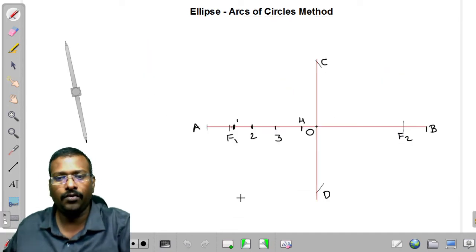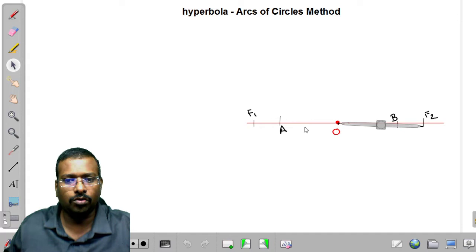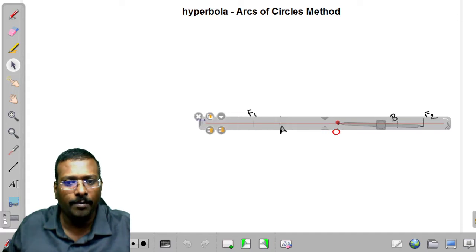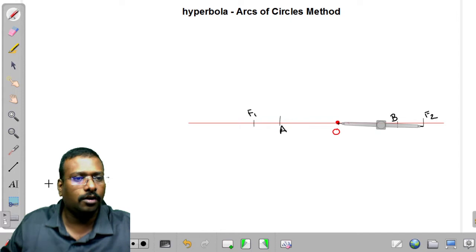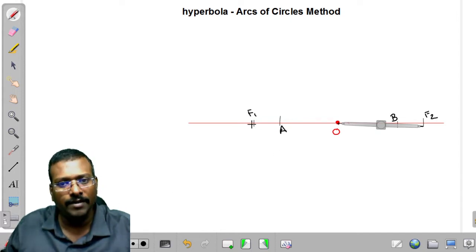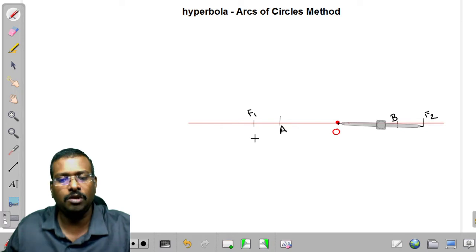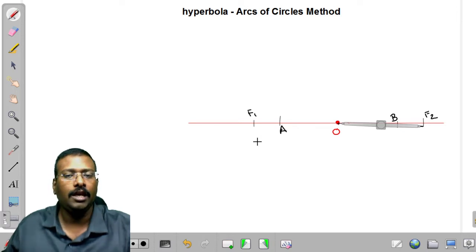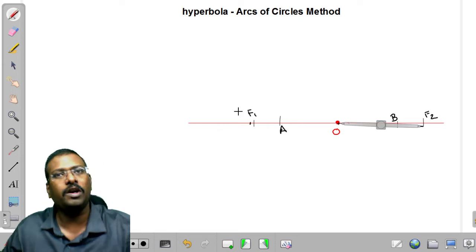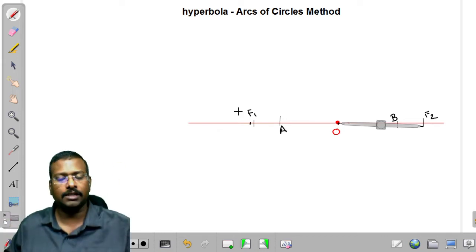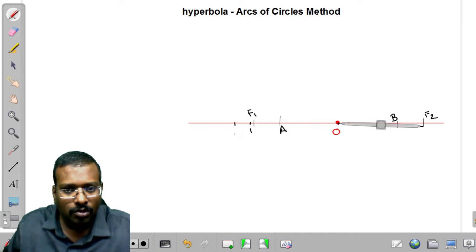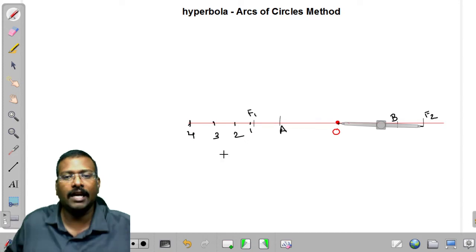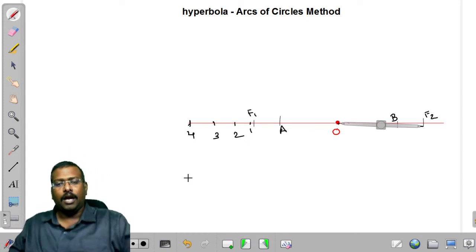So what about the hyperbola? For hyperbola also, only this procedure is different and the remaining are the same. The difference is we start giving the numbering from F1 only, but we won't move towards the center, that is O. We'll take away from O. If O is on the right side, we have to take the numbers on the left side. So this is 1, 2, 3, 4. We consider the points like this. I hope now it is clear to you.